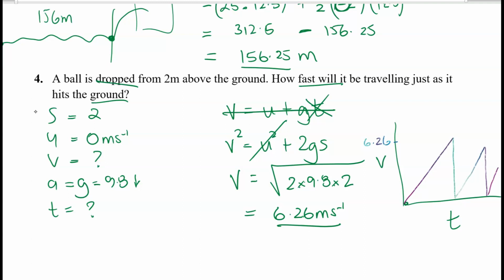So here is where it's dropped from. Here is when it hits the ground. Here is when it hits the ground. The gradient of that graph is obviously going to be the acceleration, which is in this case 9.8 meters per second squared.